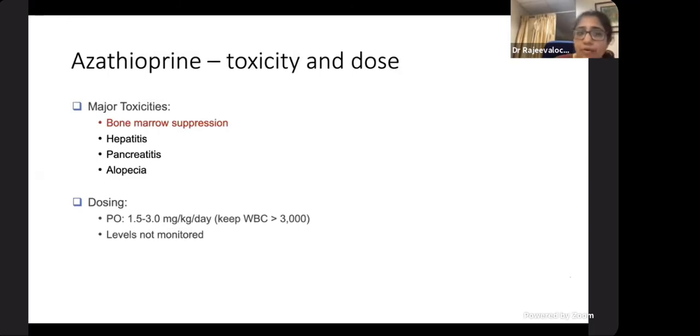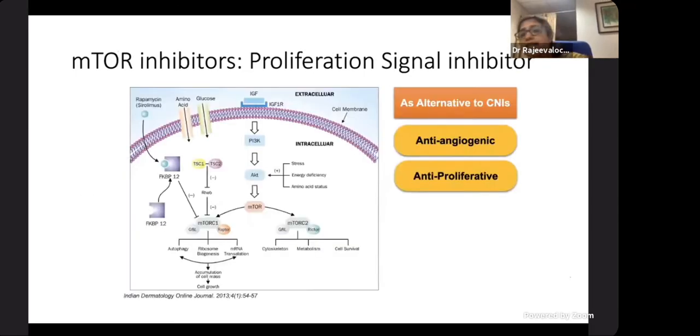Azathioprine's main problems are bone marrow suppression, hepatitis, pancreatitis, and alopecia. Bone marrow suppression, if it occurs, is dependent on the enzyme TPMT. If the TPMT enzyme levels are low, then the amount of suppression is more. Therefore, if they do develop such a toxicity, it is good to check the enzyme level. Dosing is generally 1.5 to 3 milligrams per kg per day, keeping the WBC count more than 3000. Levels generally need not be monitored, and it is a cheaper alternative to the CNIs.